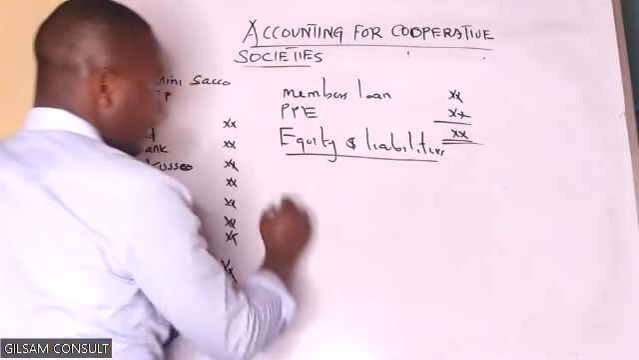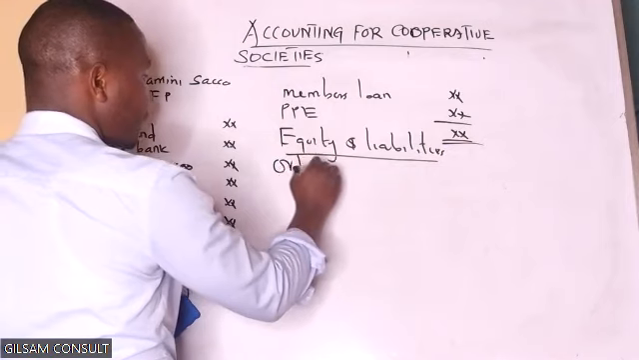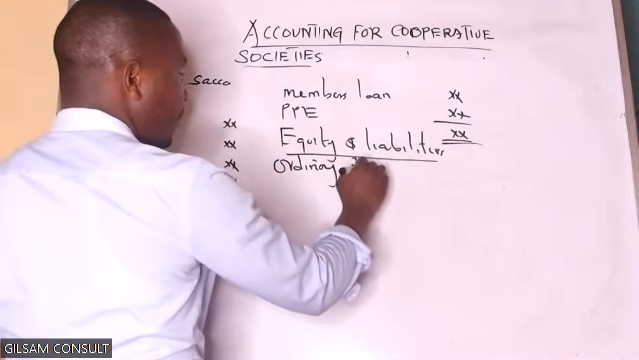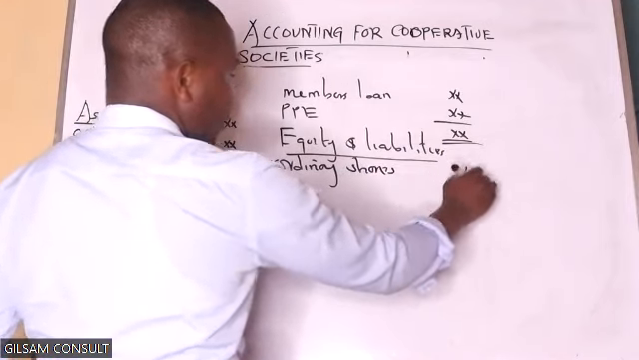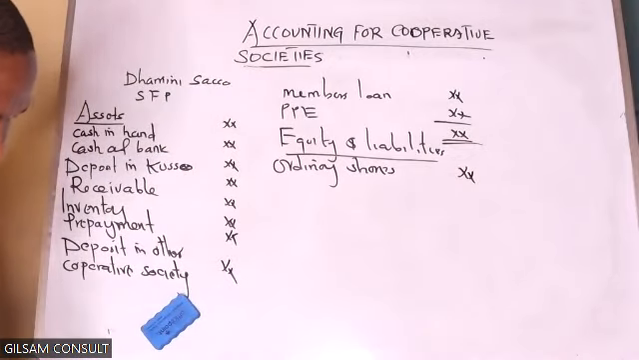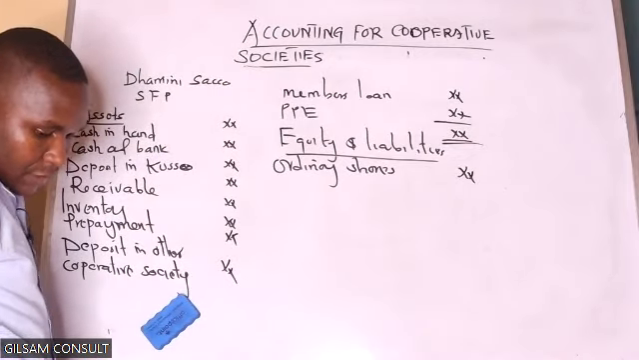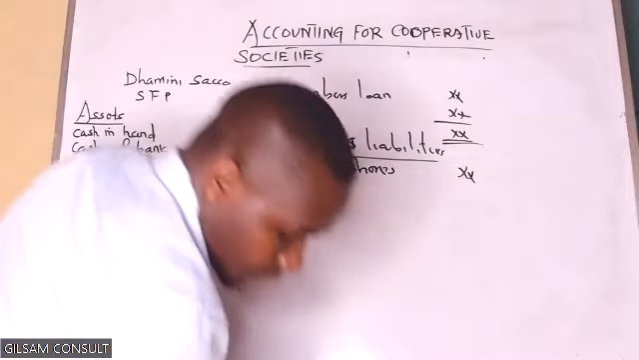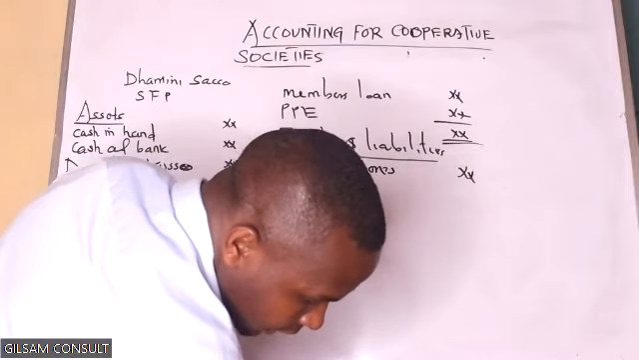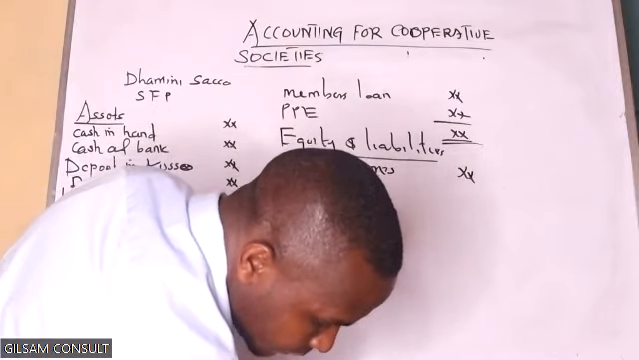Equity and liabilities. We have ordinary shares, share premium, retained earnings, statutory reserve, and other reserve. So those are very easy. What we have to know is the liability part.